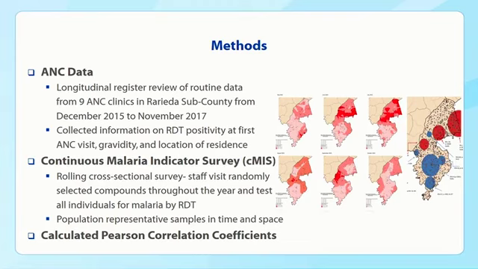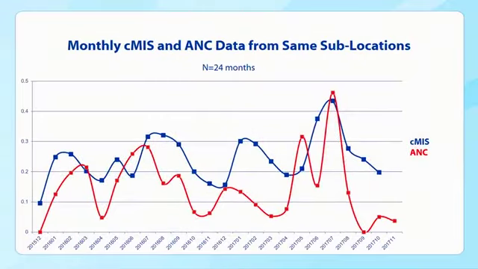And we decided, much like what was done in the manuscript that I mentioned before, to calculate Pearson correlation coefficients. So here are the data that we have at first. On the x-axis you have months, so we have a total of 24 months, and on the y-axis we have a proportion. The blue line is the prevalence of malaria infection from the community as determined by CMIS, and the red line is the test positivity rate at ANC clinics over time.